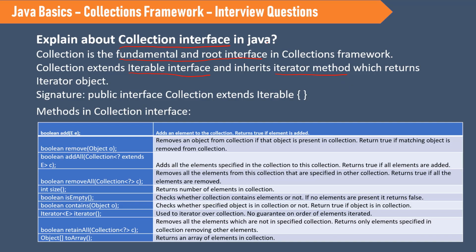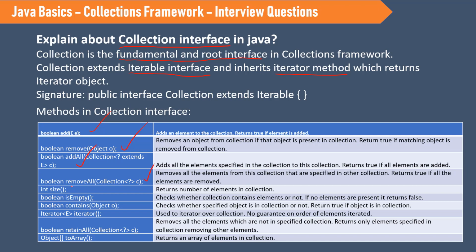Some of the methods of collection interface, if you remember the previous videos where we created different kinds of collections like array list or hash set or linked list, you can remember those methods. One is the add method, where we can add an element to a collection, and the remove method, where we can remove an element from a collection. The addAll method is used to add one collection to another collection, and with the removeAll method, we can remove a collection from a different collection.